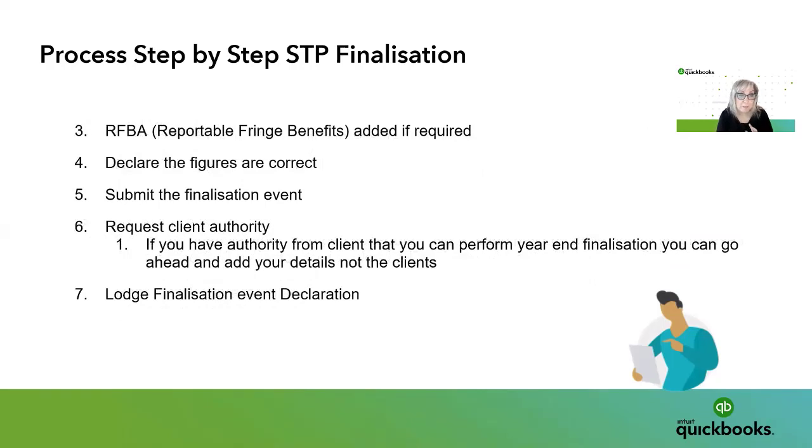Then in the process of doing the STP finalisation, you'll need to add back any reportable fringe benefits to any employees if required. So make sure you have that all ready to go. Then you'll declare the figures are correct and submit the finalisation event. You'll also have to have a client authority to submit the STP finalisation. If you don't have one on hand, we can email the business owner so he can approve that finalisation for you to go ahead. And then the last step, you can lodge that finalisation.